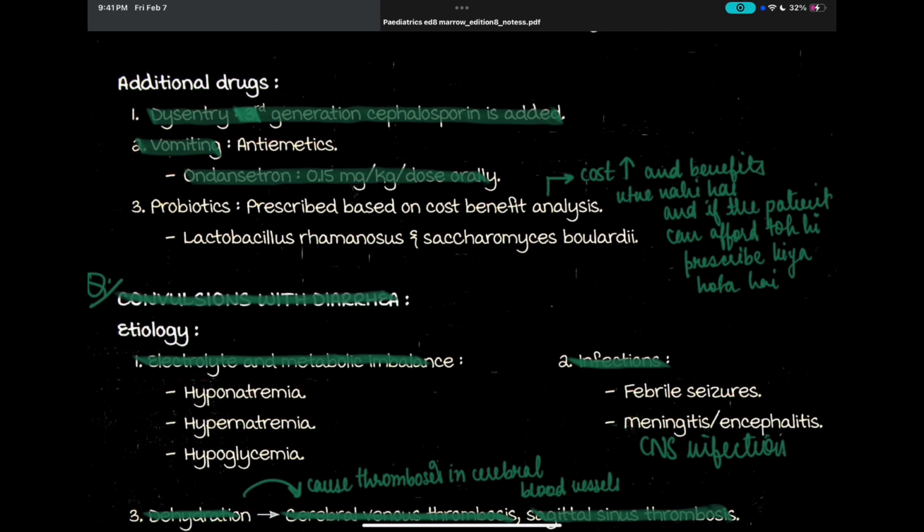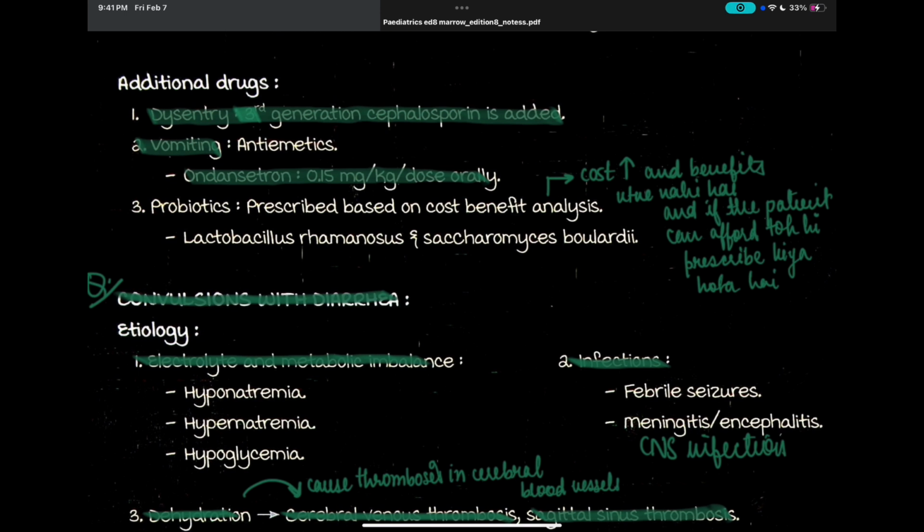Probiotics are prescribed based on cost benefit analysis. Probiotics contain Lactobacillus rhamnosus and Saccharomyces boulardii. The increase in cost and benefits is not that much. If the patient can afford it, only then prescribe probiotics.